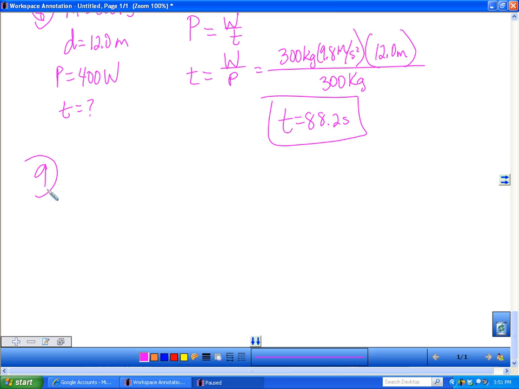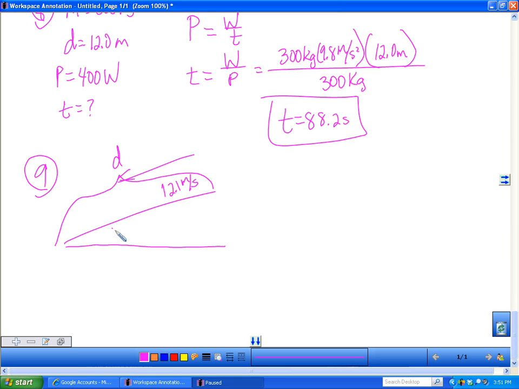Number 9. A truck is traveling at 12.1 meters per second down a hill. So here's my hill, 12.1 meters per second. I don't know how long the hill is, so I'm going to call that D. And the angle is going to be 13 degrees. And the wheels lock. When the wheels are locked, the coefficient of friction between the tires and the road is 0.750. And they want to know how far does the truck skid before coming to a stop. So basically they're asking me what is D.